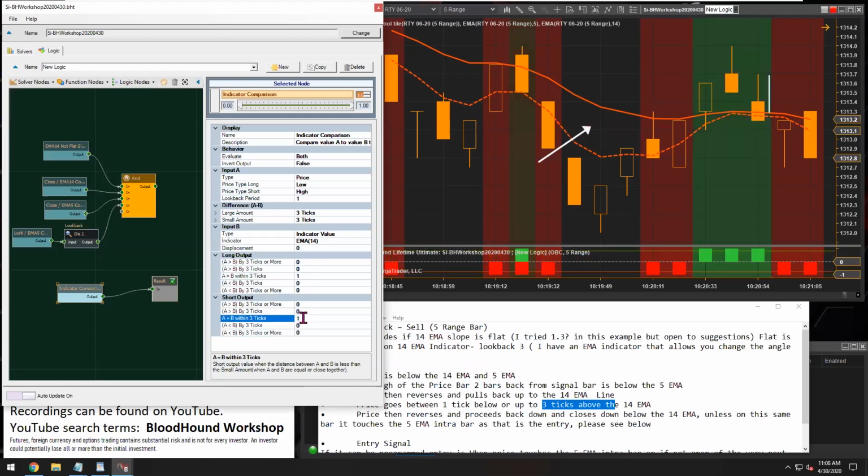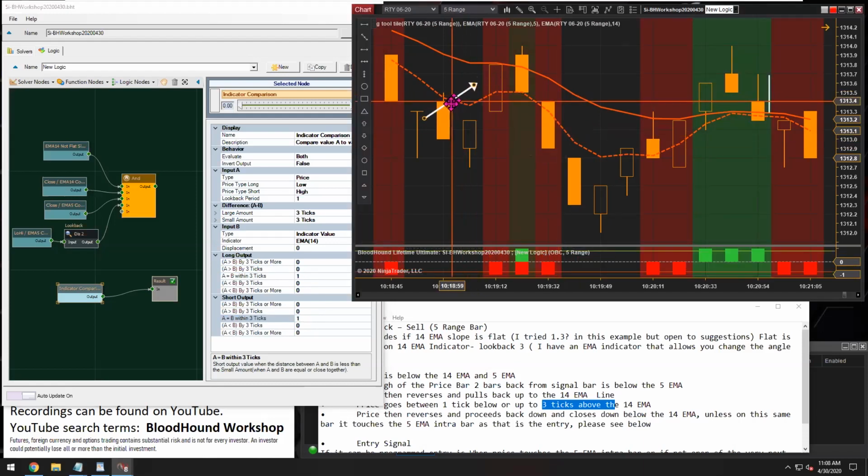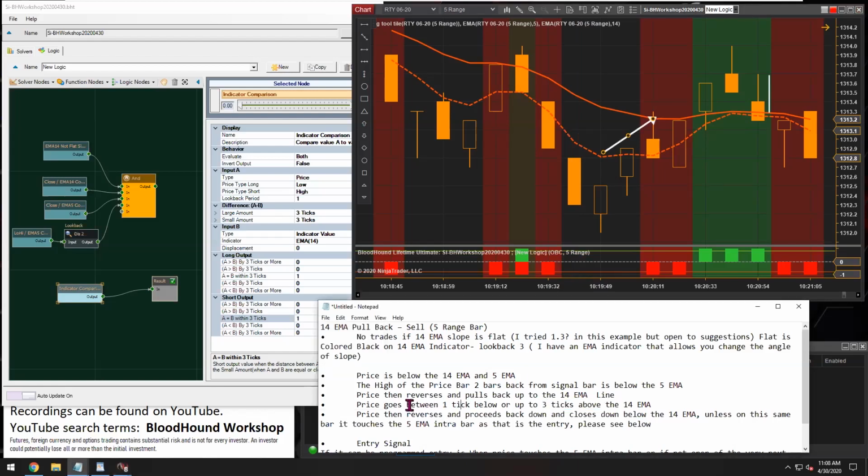All right. So when we look at the chart, as long as the high is within 3 ticks of our EMA, we're going to get a short output here. Now we need to combine this part of the rule here. So the price can be 1 tick below as well.